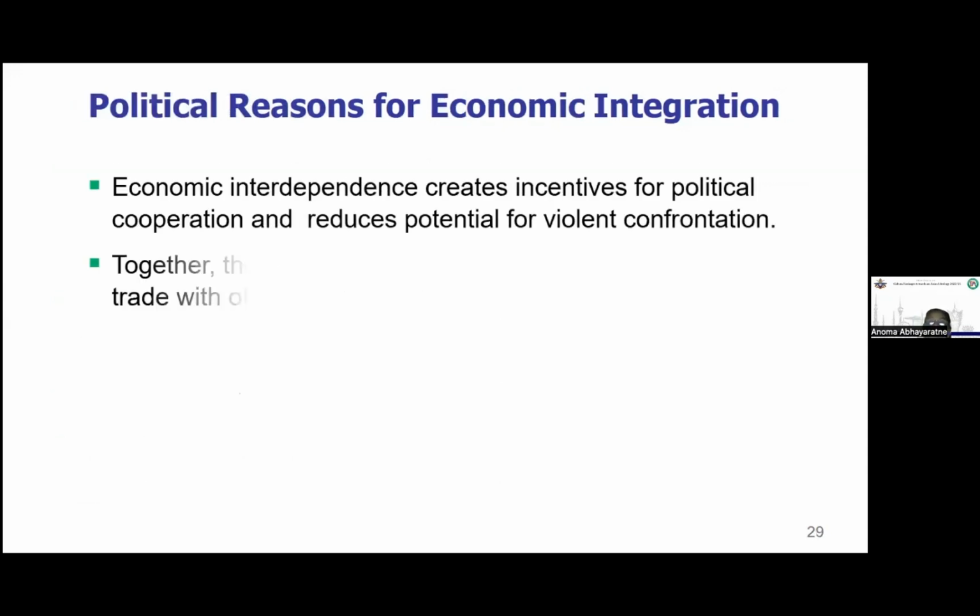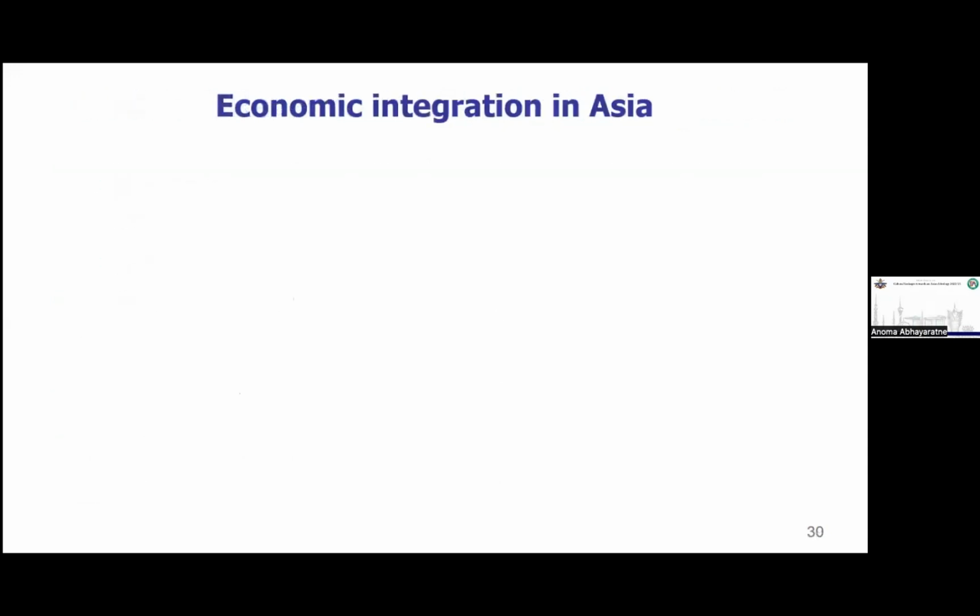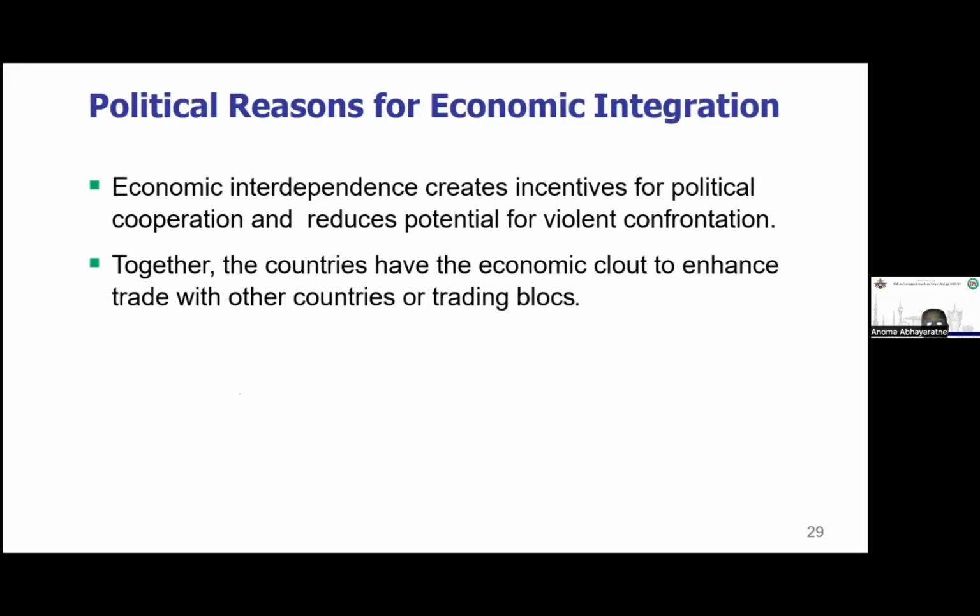There are political reasons for economic integration. When there is economic interdependence, when countries depend on each other, that creates incentives for political cooperation and reduces the potential for violent confrontation. It works in both directions. When we are integrated with other countries, small countries like us are always vulnerable to the political influence of larger countries. But even with that, we try to work with them.